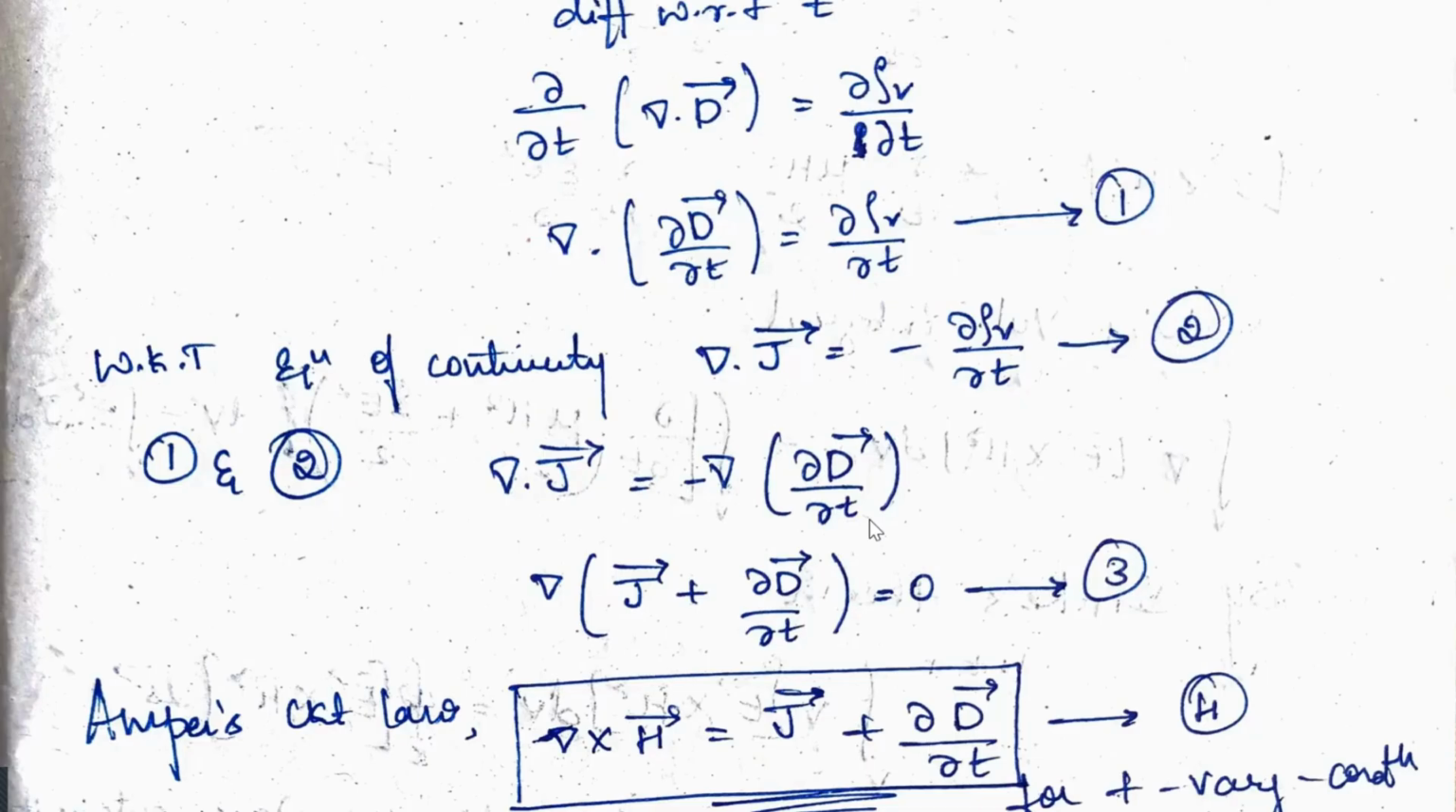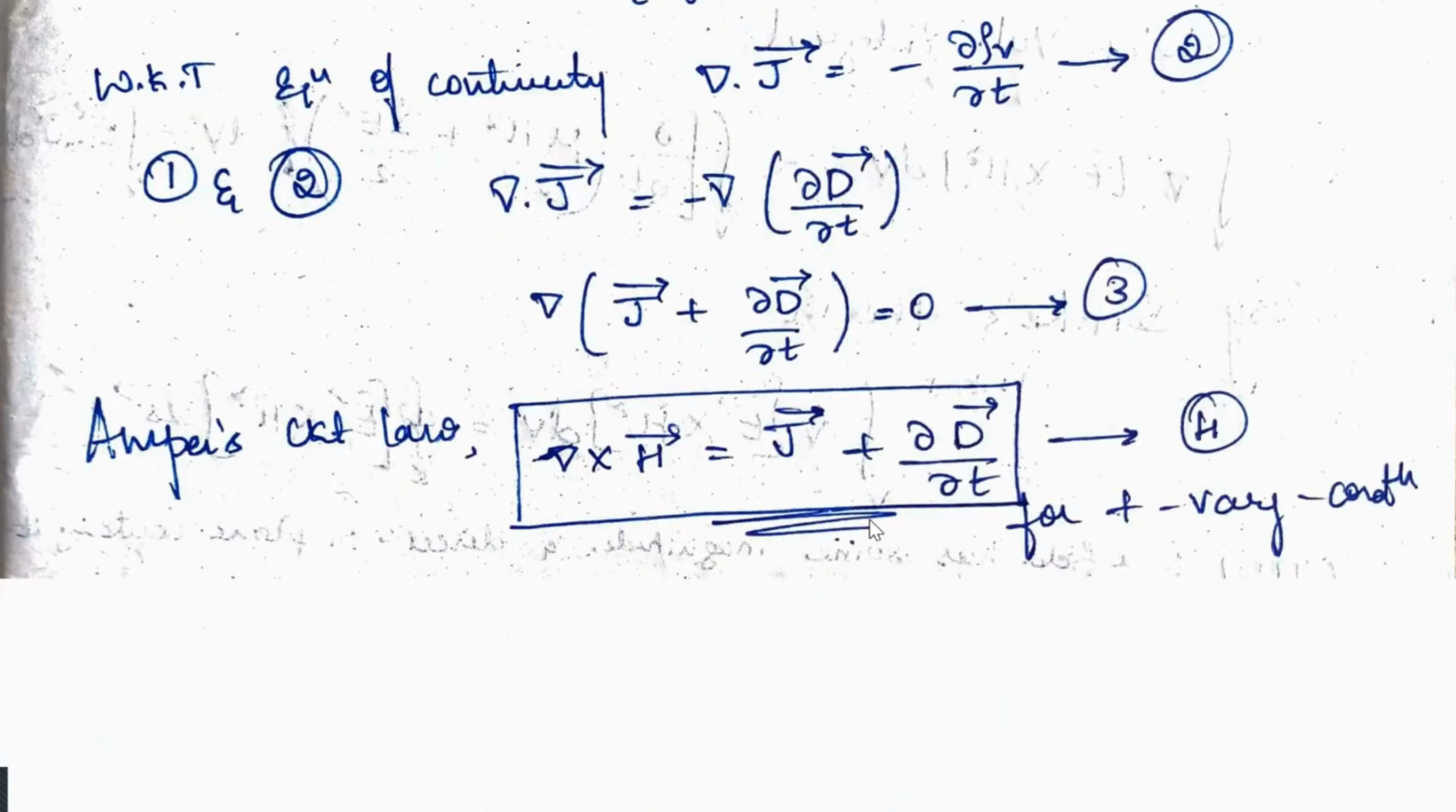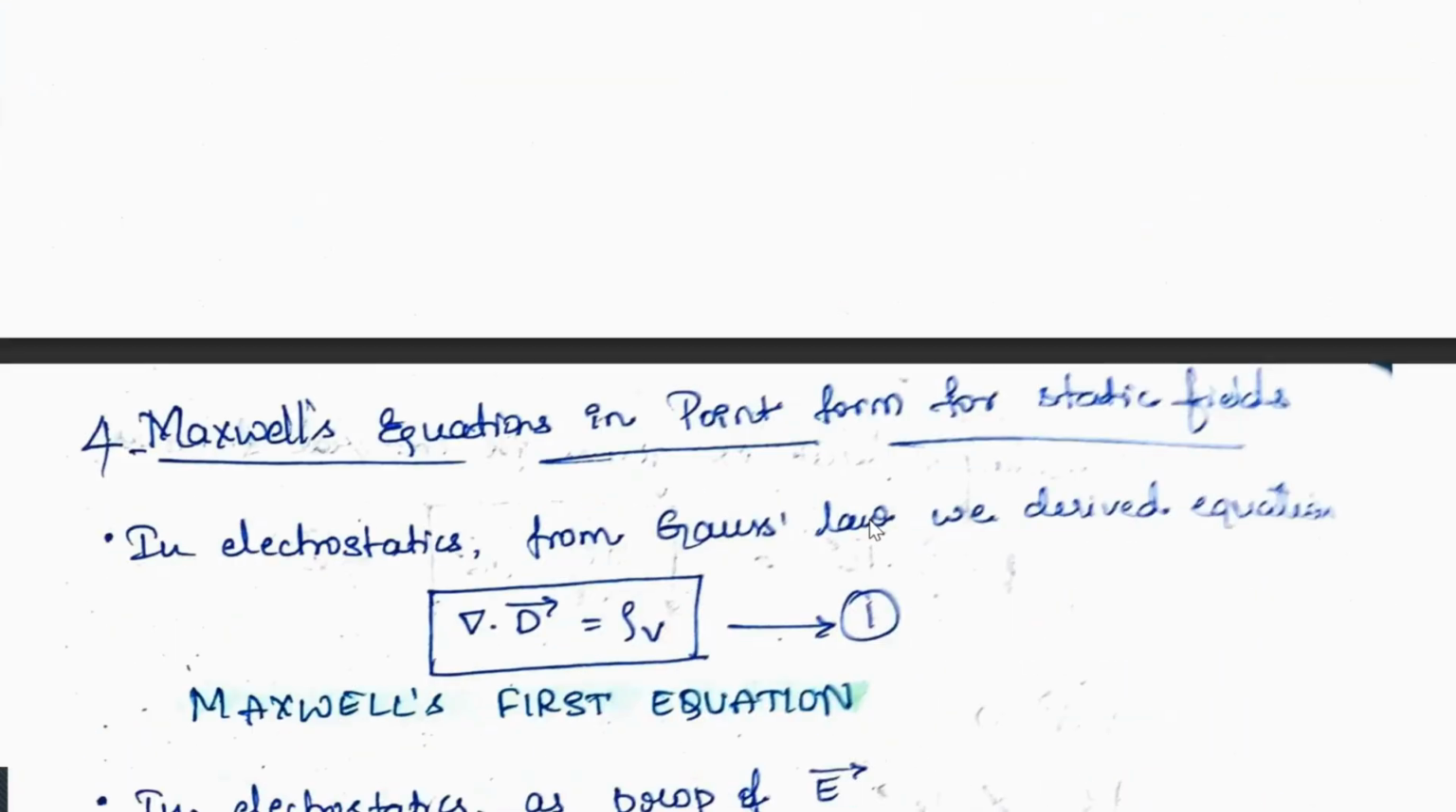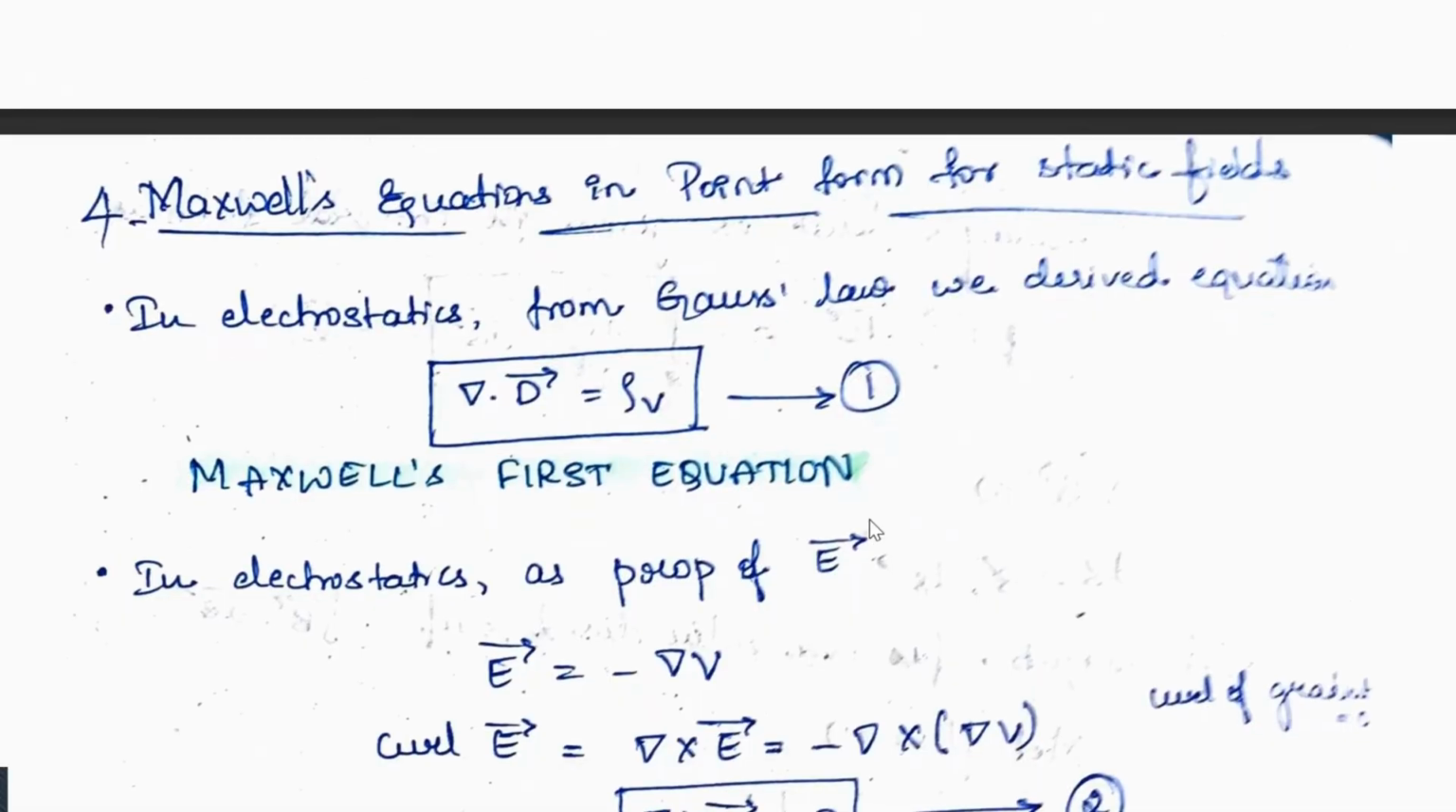Now Ampere's circuital law is given as ∇×H vector is equal to J vector plus ∂D vector/∂t for time varying conditions. This is the derivation. Next come Maxwell's four equations in the point form for the static field.